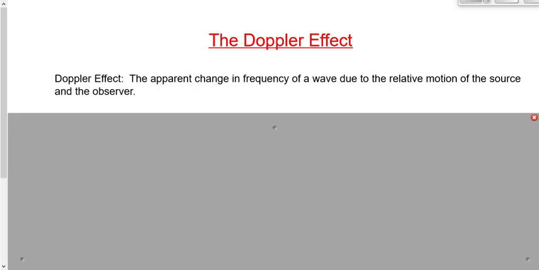And the reason that it appears to us to be higher than it really is, is because as that sound is coming towards us, the source is coming towards us, the waves kind of get scrunched together, which makes it appear as if we're getting a higher frequency than we really are. But as it's going away from us, the waves get spread out. So it makes it appear as if the sound or whatever wave we're dealing with has a lower frequency than it really does. The real frequency of the sound is somewhere in between.